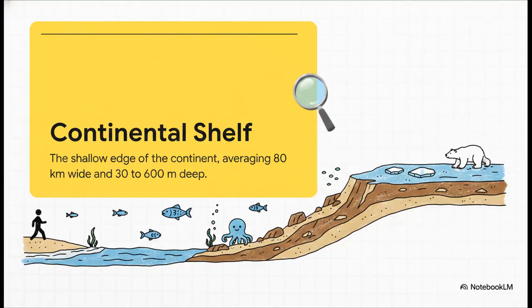If you were to somehow pull the plug and completely drain the oceans, you wouldn't just find a flat, featureless bathtub down there. No way. You would find a landscape far more dramatic than anything we have up here on land. As we step off the beach, we first walk onto the continental shelf. Think of this as the shallow, flooded edge of the continent. On average, this shelf is about 80 kilometers wide, but the variation is just staggering. Take the Siberian shelf in the Arctic Ocean. That thing stretches an astounding 1,500 kilometers in width. It's a vast underwater plain, and it varies in depth from a mere 30 meters down to about 600 meters.